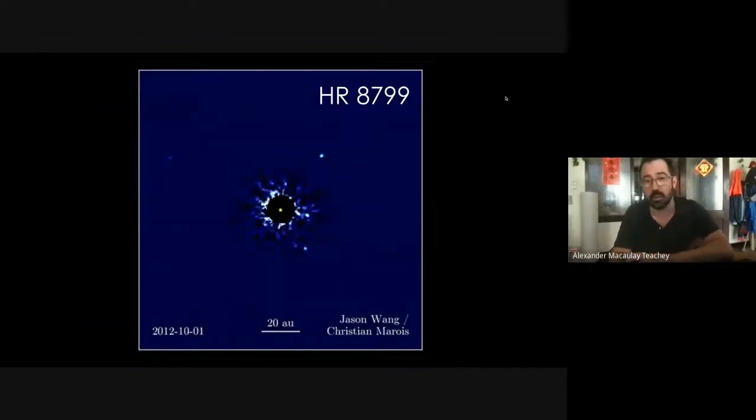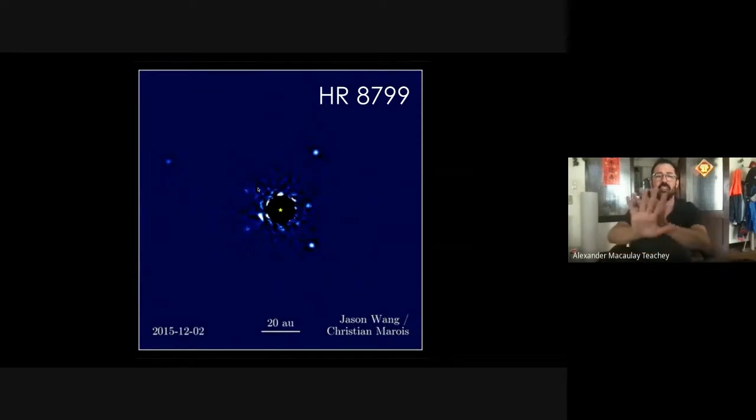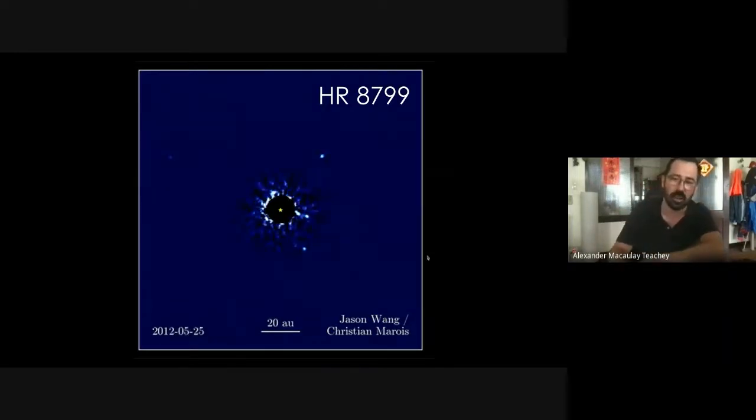Here's another absolutely incredible animation, this time of the HR 8799 system. We're seeing here 4 planets, 1, 2, 3, 4 planets in orbit around the star. This time we're seeing it face on. We're kind of looking down on this planetary system. And look at this size scale here, 20 astronomical units. This is the distance from the Earth to Uranus. And so these planets are very, very far out from their host star.